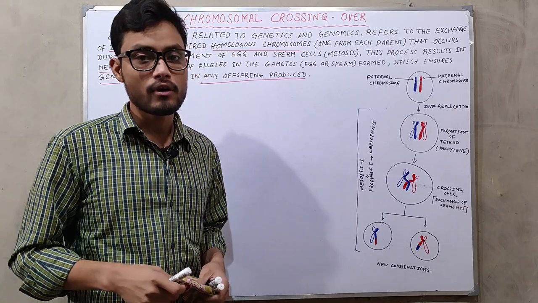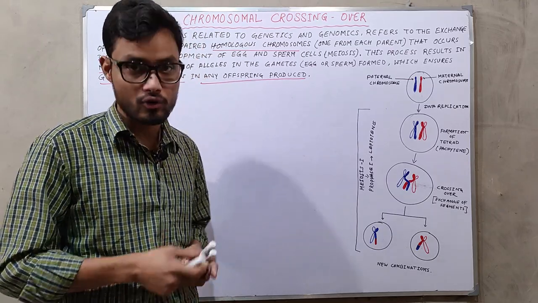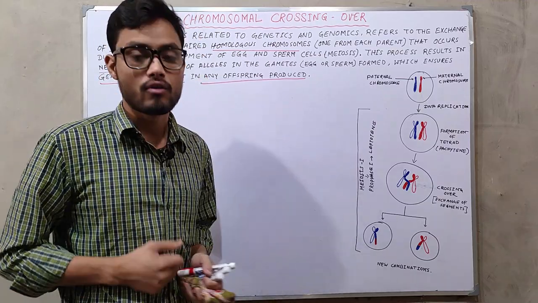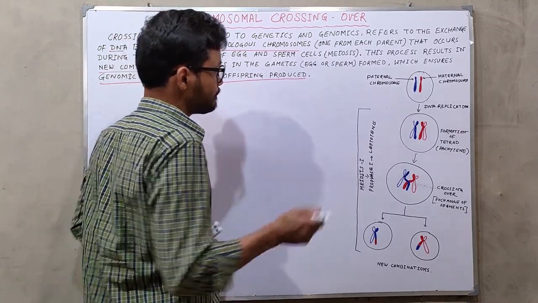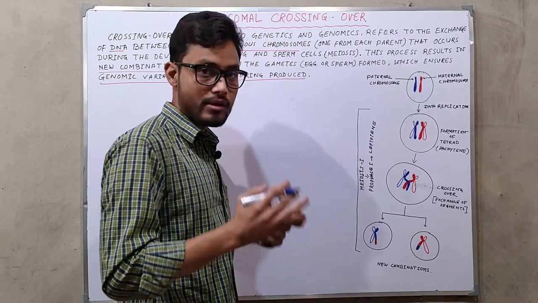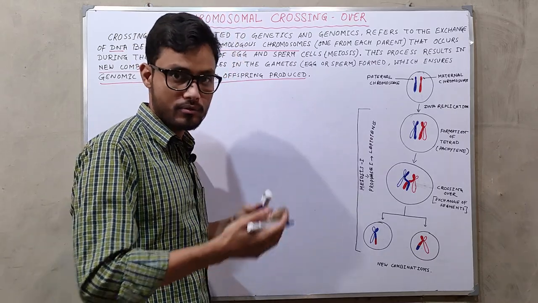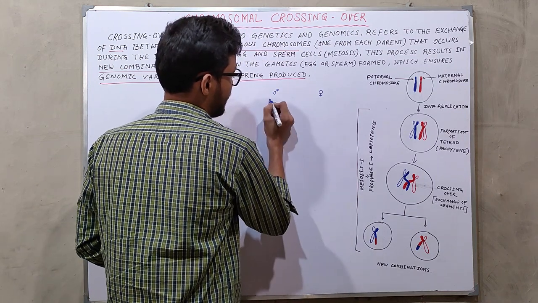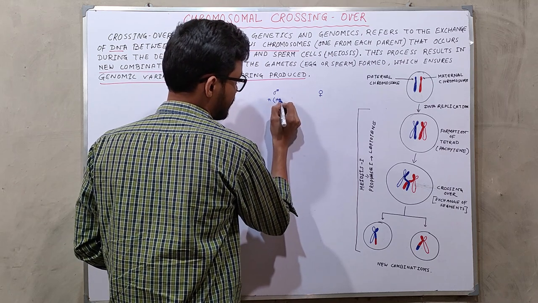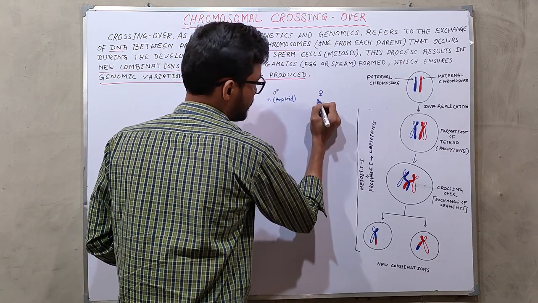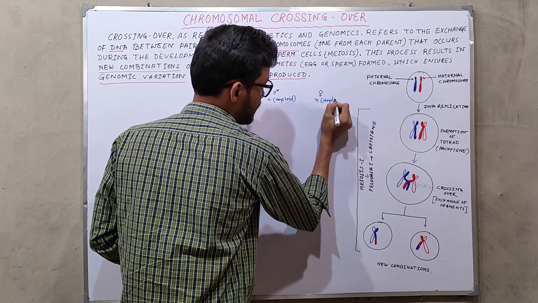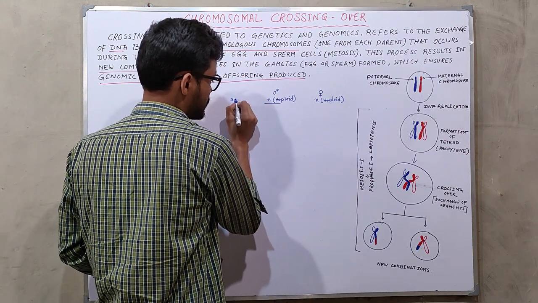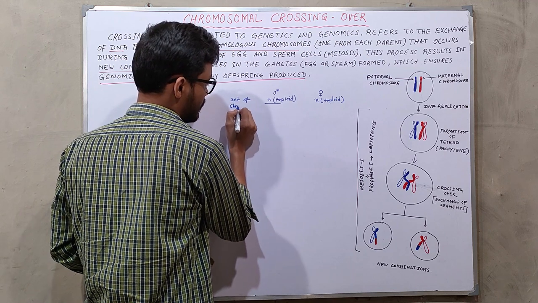First of all, we have to know about homologous chromosomes. What is a homologous chromosome? Then we can jump to chromosomal crossing over. We inherit one set of chromosomes from our mother and one set from our father. So from our mother and our father, we inherit a haploid number of chromosomes, denoted as N. This haploid number is also known as a set of chromosomes.